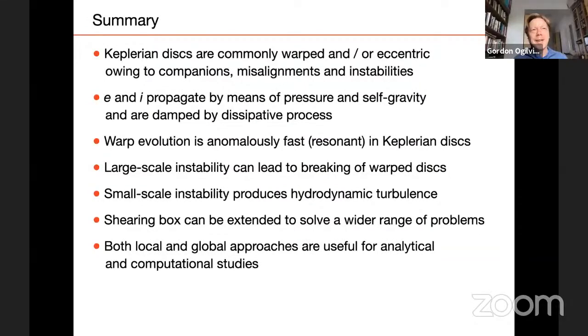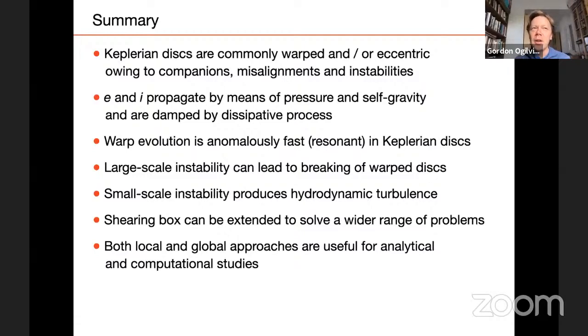Yes, well, I haven't thought that far, I have to admit. But I suppose when you talk about an observable, you would be referring to the enhanced luminosity, perhaps, of a warped or eccentric disk as a result of this instability.